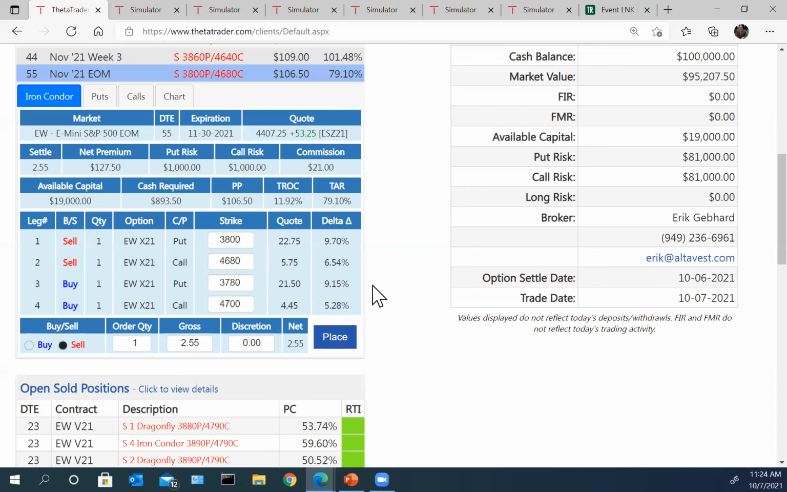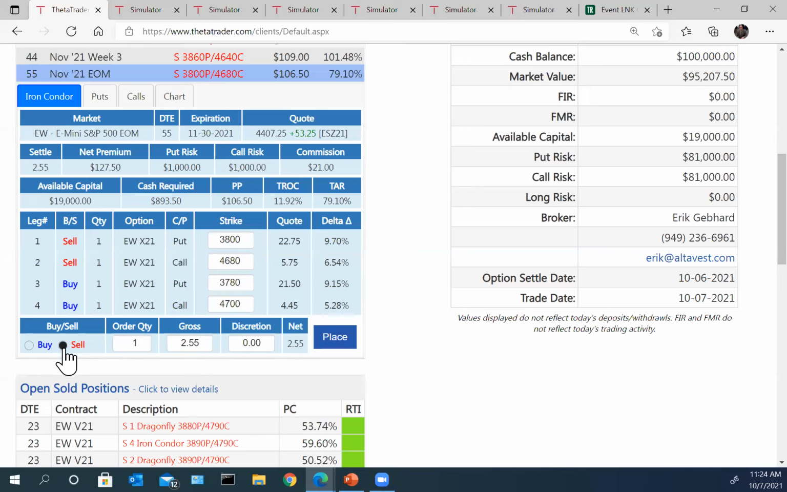And look at the calls. The delta is 6.54. So you're looking at over a 93% probability that this call is going to expire out of the money. So these are the higher probability outcomes that we're talking about. We're selling options that have a very high probability of expiring out of the money. And it's basically lots of base hits. We're not going for the grand slam on these trades. These are higher probability outcomes.